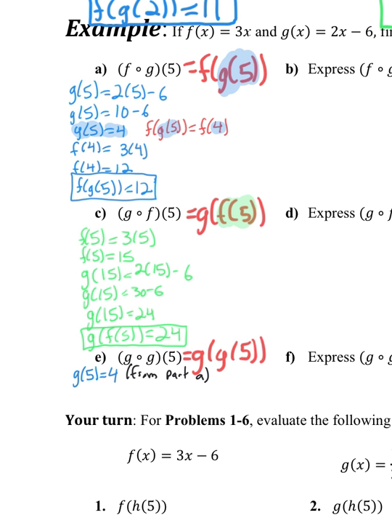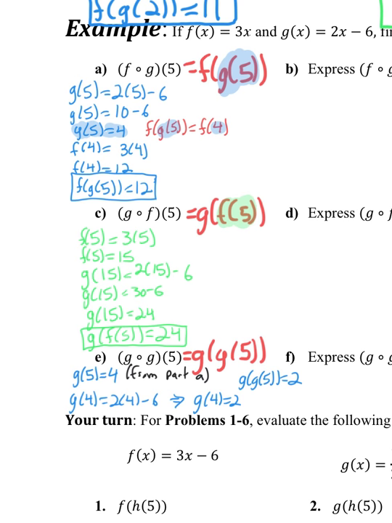And then the second part, we're going to take that output and we're going to find g of 4. So we're going to plug in 4 into the exact same equation. 2 times 4 minus 6, that's 8 minus 6. So g of 4 is 2, which means g of f of 5 is 2. That's the idea for part E. We're just finding the output of g, and then we're plugging it back in again, using the same number a second time.